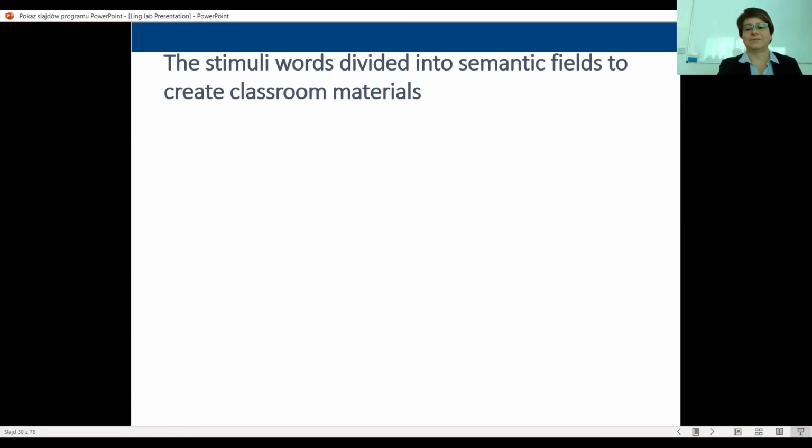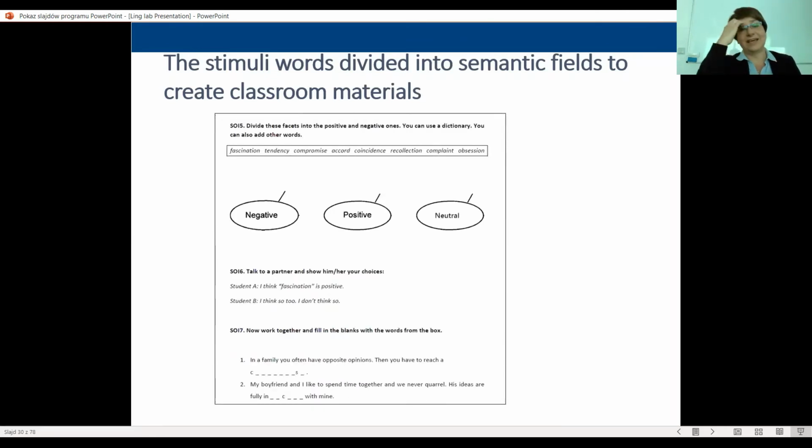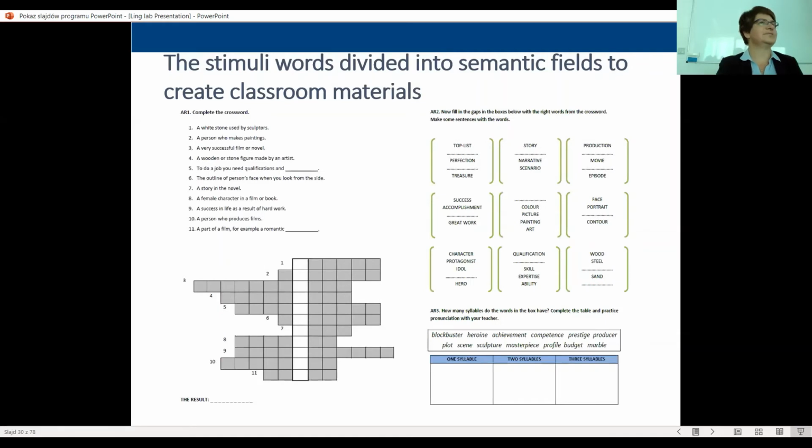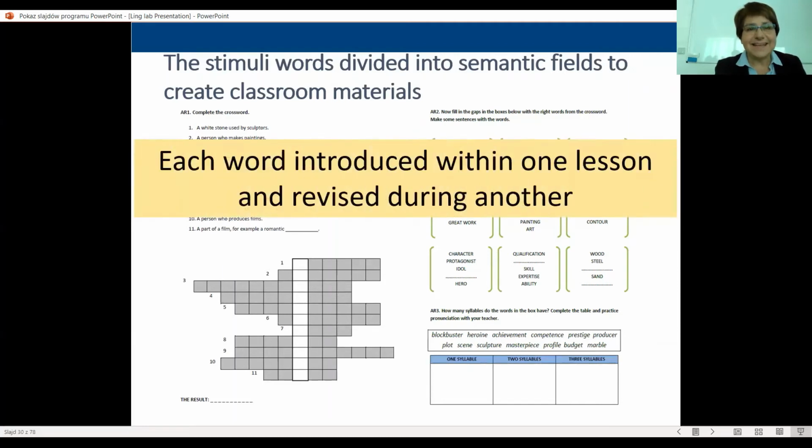So we divided those words into semantic categories like crime, society, art. And we created topic-based exercises. Well, normal exercises: exercises for grouping, exercises for gap filling, some crosswords, some tables. We were generally good at creating exercises because we are teachers, right? And also textbook authors. Essentially, each word was introduced within one lesson and revised within another.